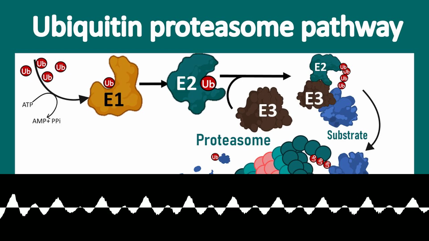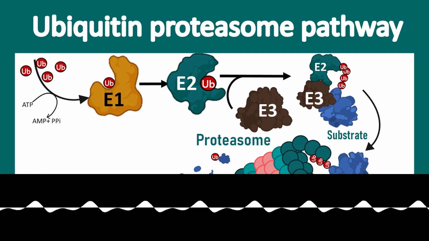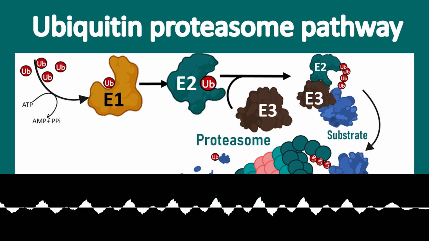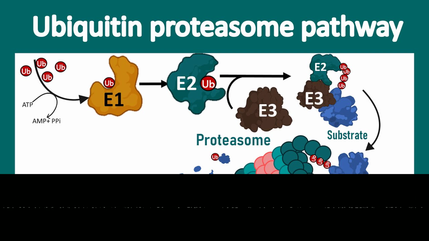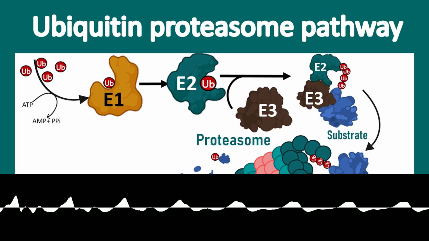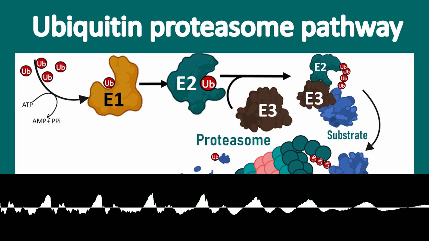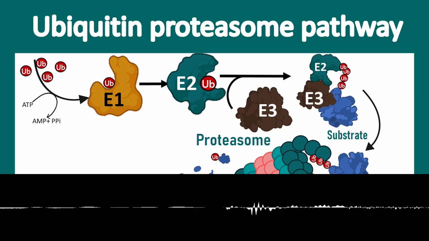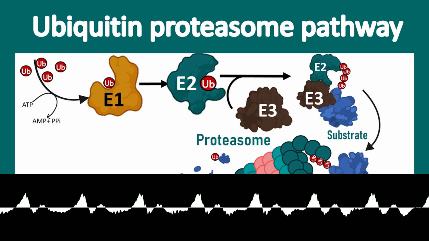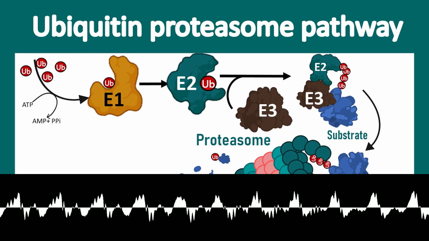The 19S regulatory particle recognizes and binds to polyubiquitinated proteins, unfolds them, and translocates them into the 20S core particle for degradation. The claim that the 26S proteasome is the major site of ubiquitin-dependent proteolysis was supported by genetic and biochemical evidence. Mutants lacking components of the proteasome accumulated ubiquitinated proteins and displayed impaired protein degradation.